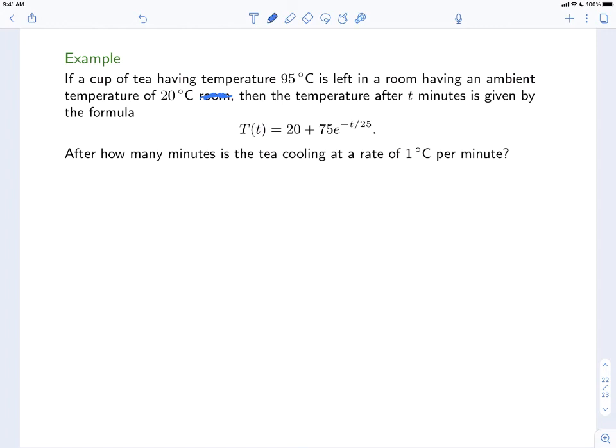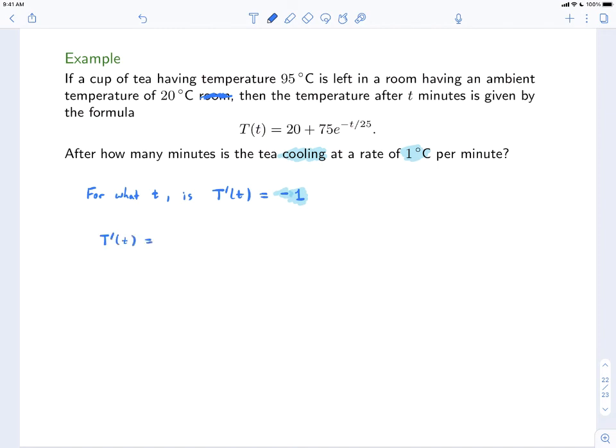Basically, that's asking for what value of time, for what value of little t is the derivative of capital T equal to minus 1. Now notice that there's a minus here. It says that the T is cooling at a rate of 1 degree Celsius. Since it's cooling, there's a minus sign there. And it's 1 degree Celsius. So we're looking for the value of t for which the derivative of capital T, evaluated at lowercase t, is equal to negative 1. Well, in order to compute that, we need capital T prime at t.